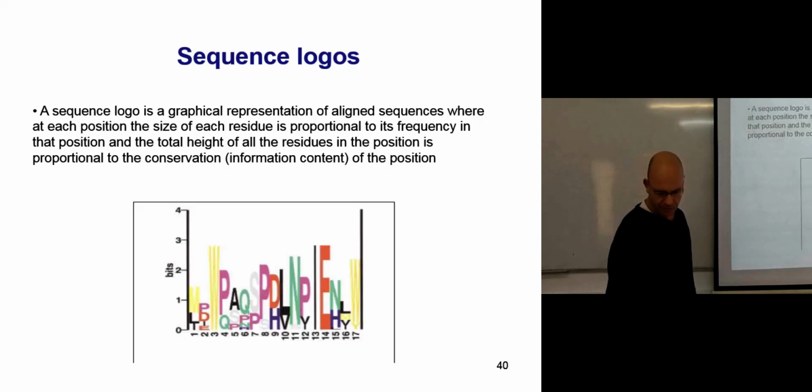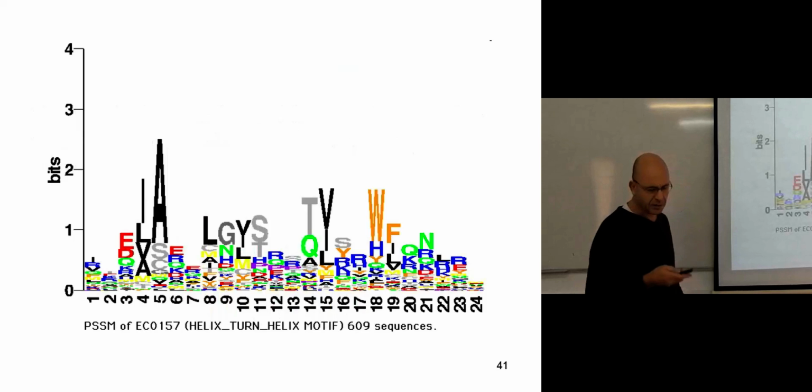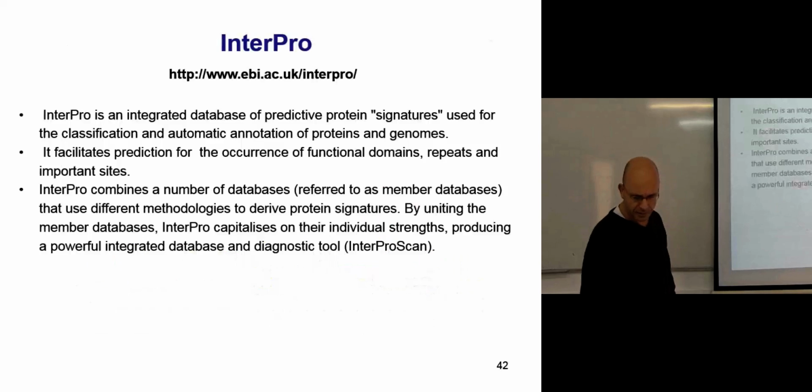So it's very nice, and there are web tools. It's another example of a logo. So you worked with WebLogo, with some web tool. So you saw that you should come with an alignment and get the logo back, right? So very convenient for publications and for research in general.